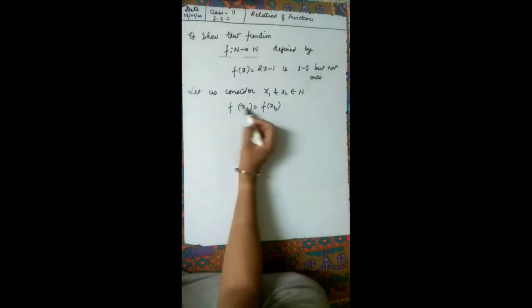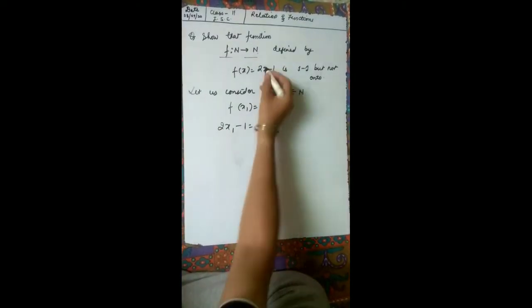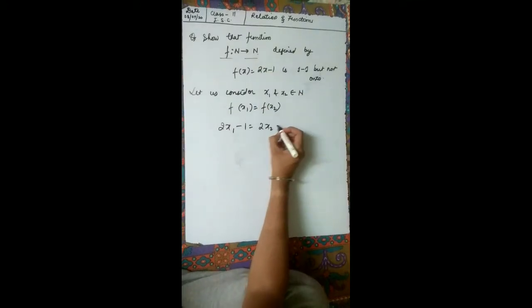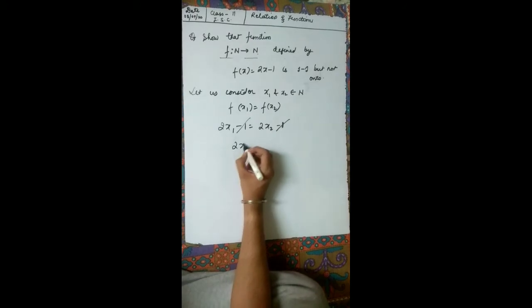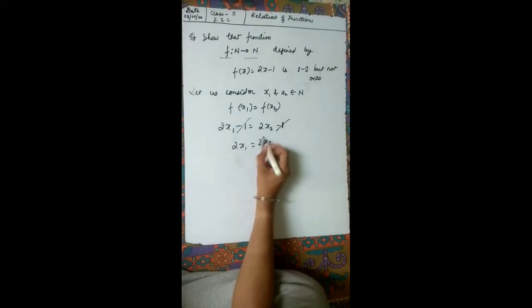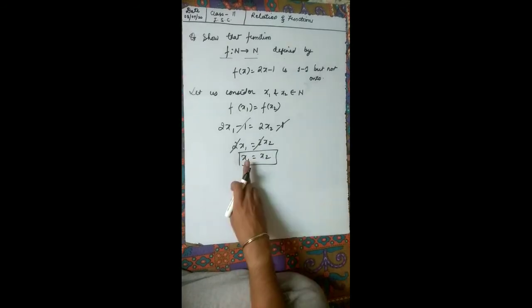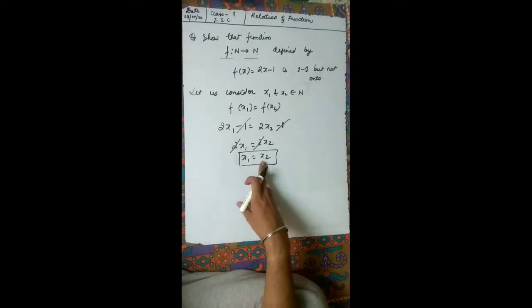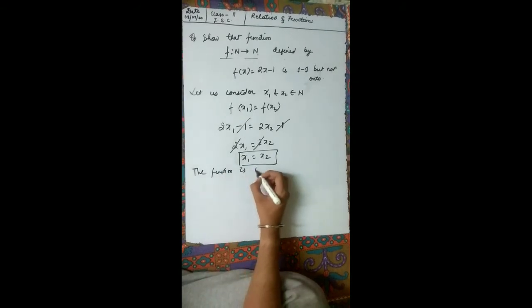So what will be your f(x1)? 2x1 minus 1, and what will be f(x2)? 2x2 minus 1. Okay, minus 1 and minus 1 cancel, we got 2x1 equal to 2x2. 2 and 2 cancel, we got x1 equal to x2. If x1 comes equal to x2, then the function is 1-1 function.